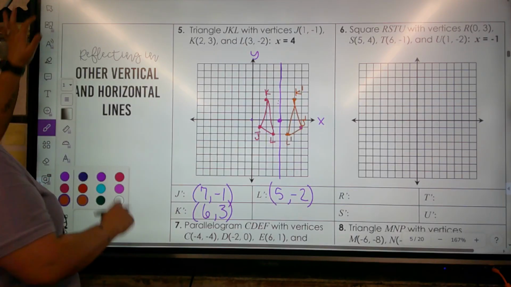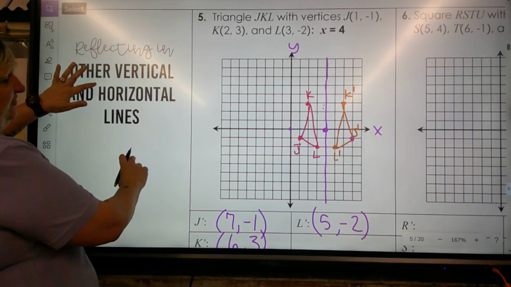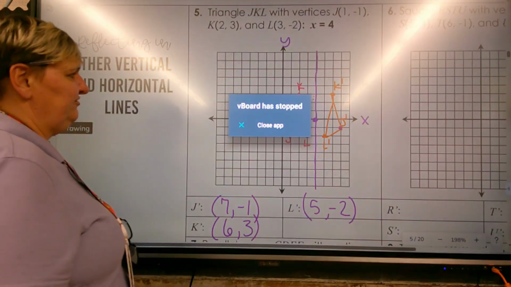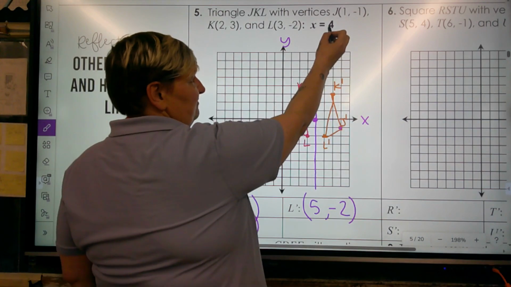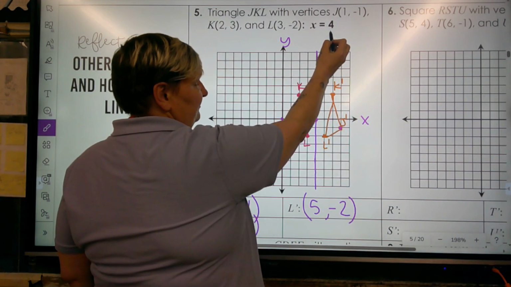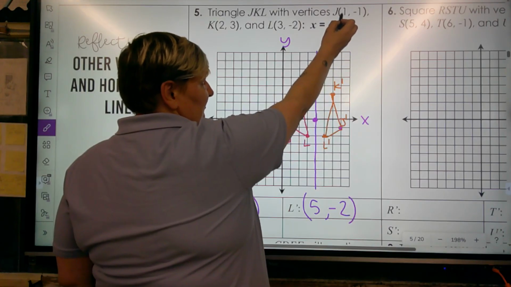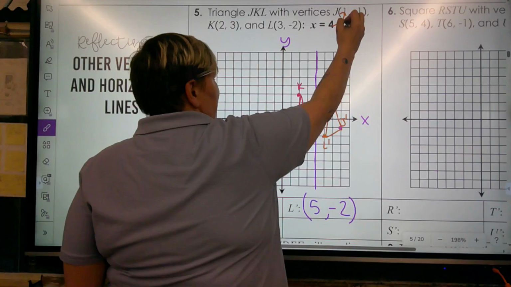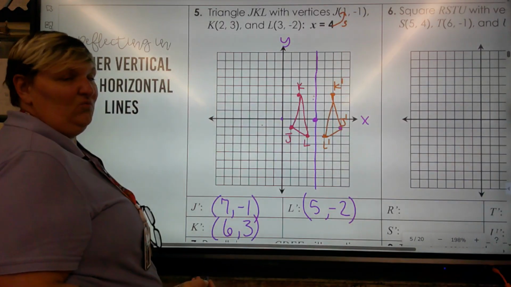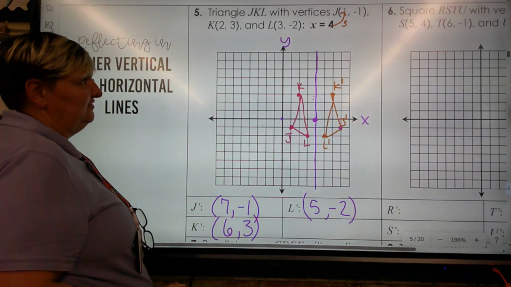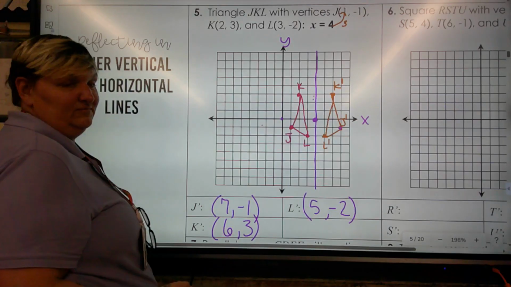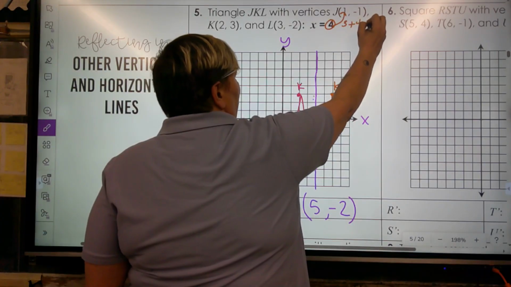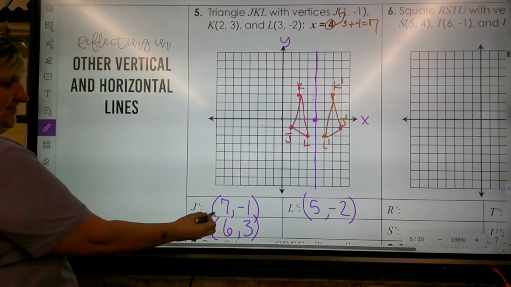Let's see if I can explain this in a way that makes sense and doesn't confuse the issue. All right. So, you have to ask yourself, what is the distance between your line of reflection and your original letter? Right? Between here and here, there are 3 spaces. Right? Between 4 and 1, there are 3 spaces. Make sense? And then we're going 4 more spaces, so we're going to add 4, which gives you 7. That's where we get the 7.